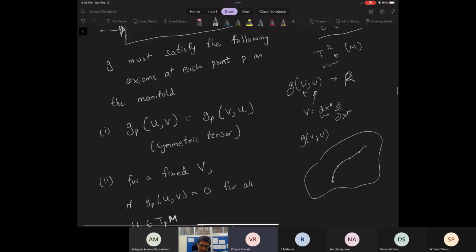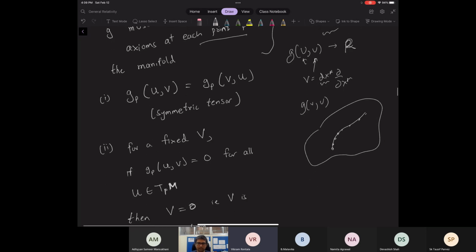So we say that G must satisfy the following axioms at every point P. So for every point P on the manifold, it must satisfy these axioms. So the first axiom is that we assume that it's a symmetric tensor. That means if you supply it two inputs, U and V, in general, the order in which you supply inputs to a 0-2 tensor or any rank n tensor is important. Okay, and if you change the order, you'll get a different answer. But what we want is a symmetric tensor, which means if I supply U, V or if I supply V, U, I change the order, I will still get the same real number. Okay, it's the same real number in either case. Okay, so it belongs to R.